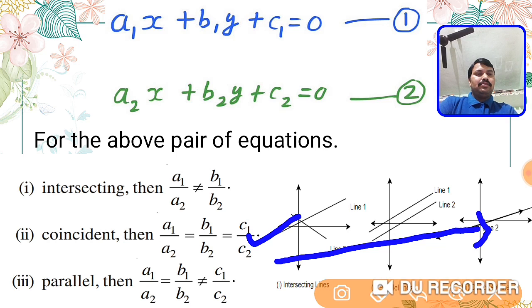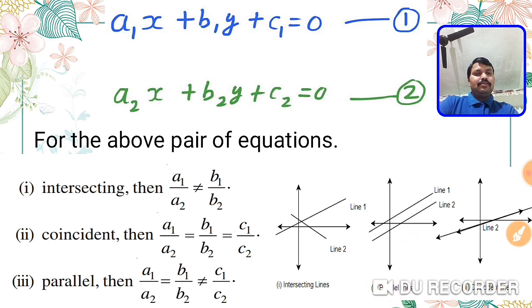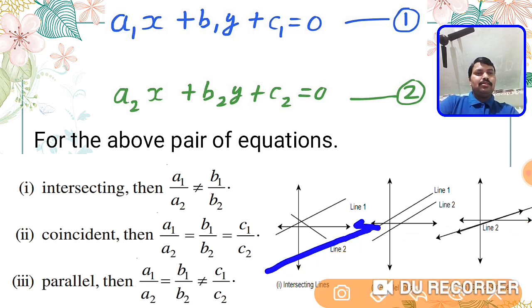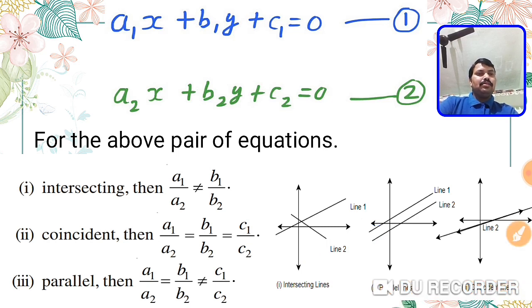Then if a1 upon a2 is equal to b1 upon b2 is not equal to c1 upon c2, the pair will be parallel, meaning the representation of the pair will be parallel lines. Now let us see with the help of examples.